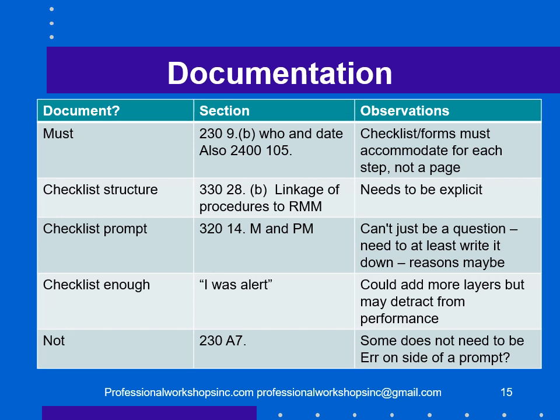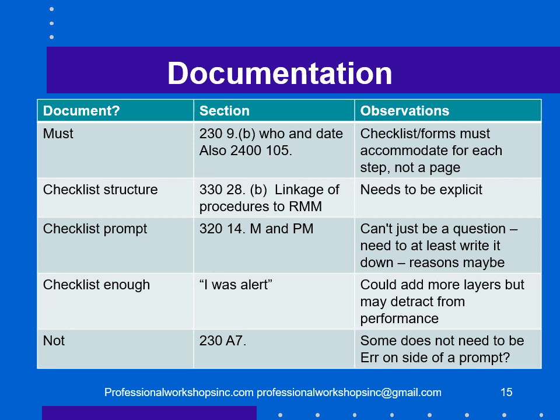I see some people design forms whereby they have a whole page of steps and they have a signature and date at the bottom. I worry about that because perhaps all the steps weren't done on the same day, and that's not in accordance with 230. Also, in a larger audit, it may be that not all the steps were done by the same person. So I don't particularly like that. Has to be who and date. Also, who reviewed and the date. And the extent of the review has to be documented.